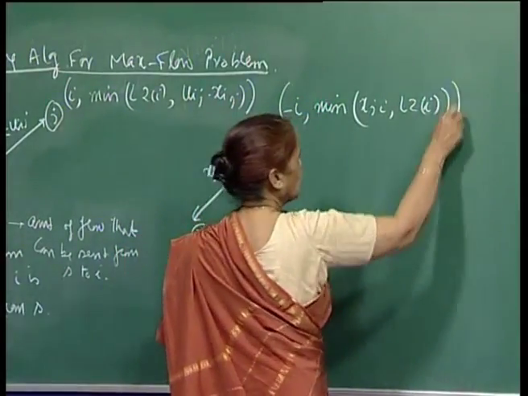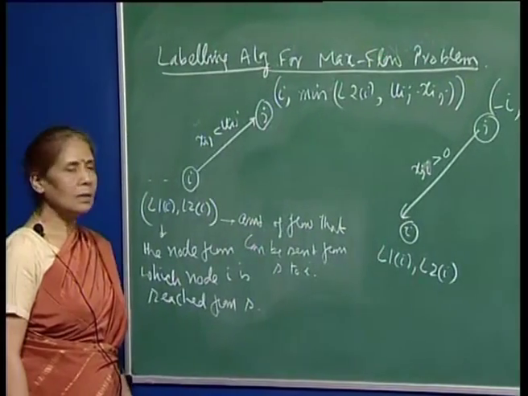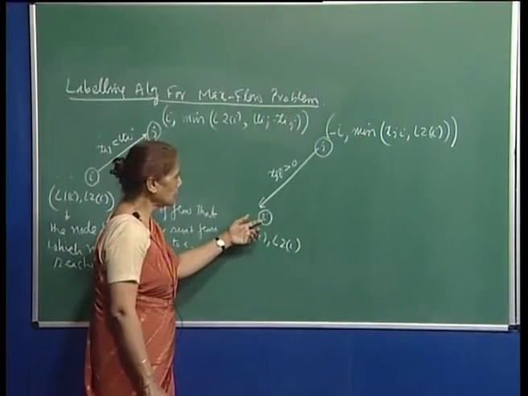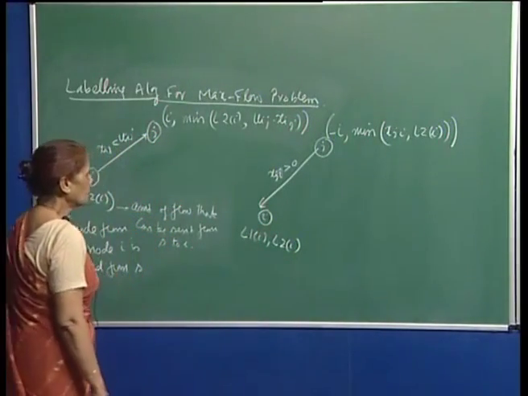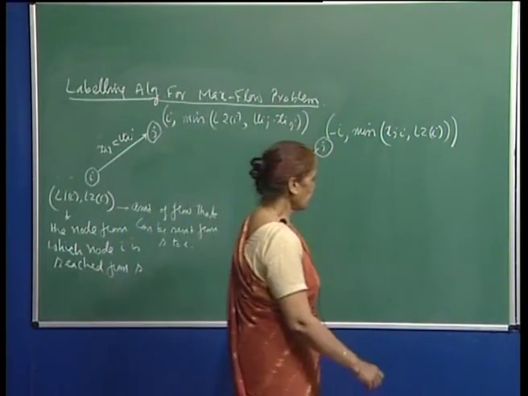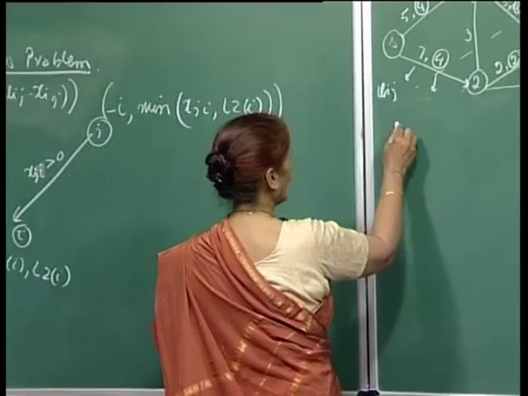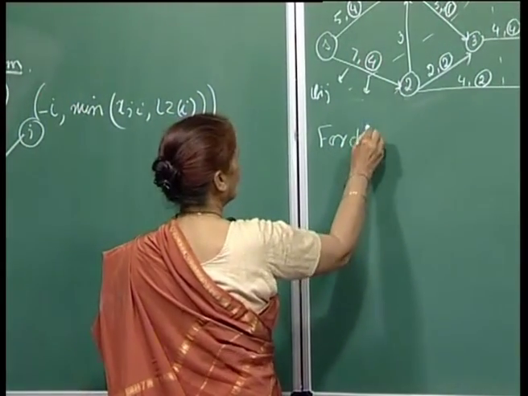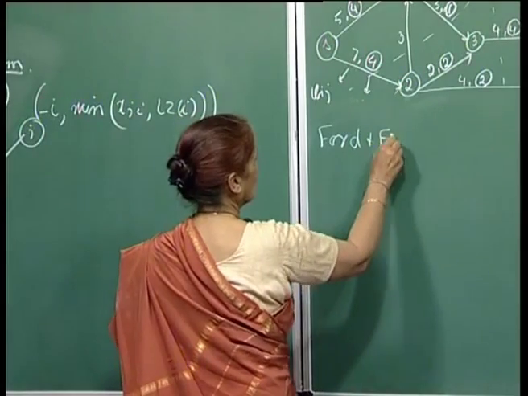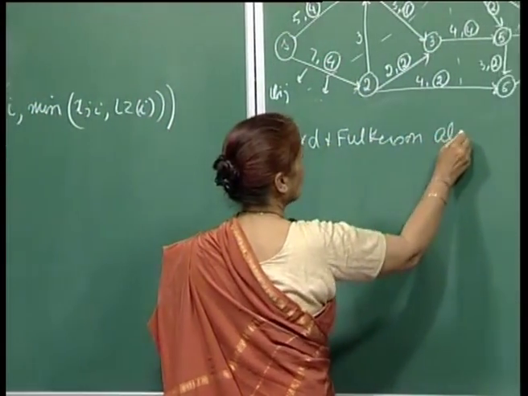So, this is your label. So, once you have this method of labeling a node, then we start looking for... let me give you the algorithm. This is Ford and Fulkerson's algorithm.